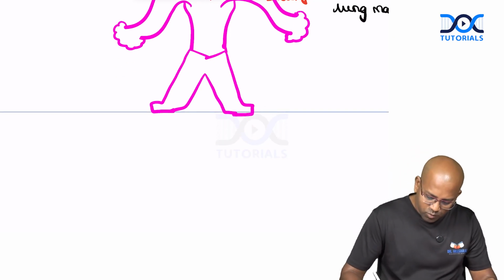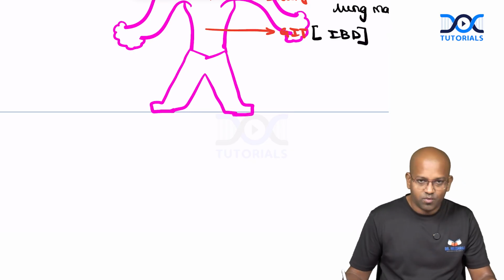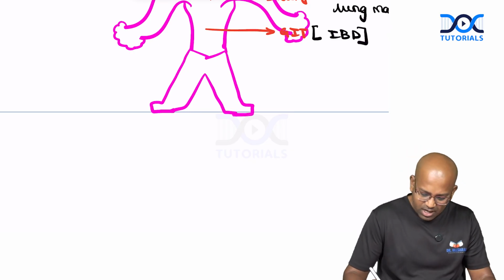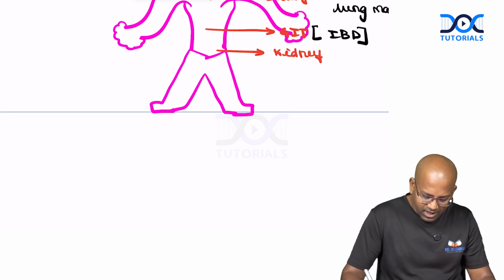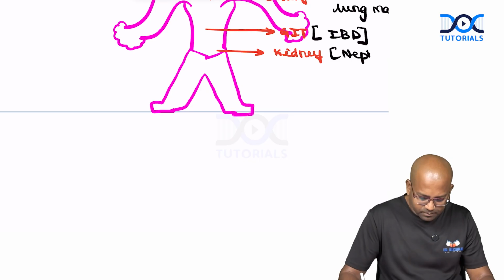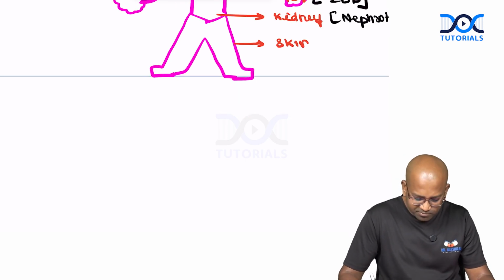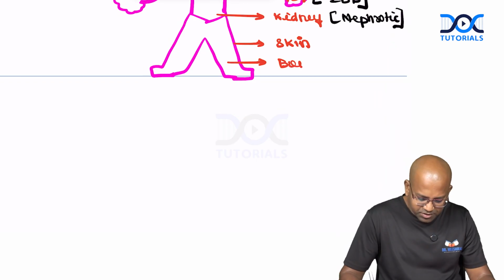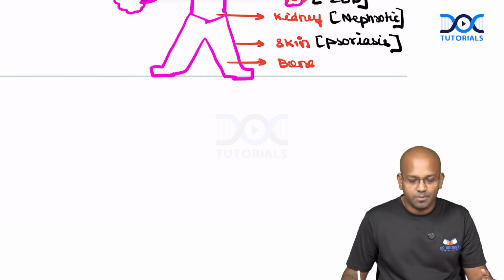From the lungs, we'll move down. Let's talk about GIT. In the gastrointestinal tract, this drug is used for IBD, inflammatory bowel disease, to counteract the inflammation. Just below the GIT, we have the kidneys. In kidney, we can use these drugs for nephrotic syndrome. Moving a little further down, we have skin and bone diseases. In skin, this can be used for psoriasis and other dermal inflammatory conditions like dermatitis.